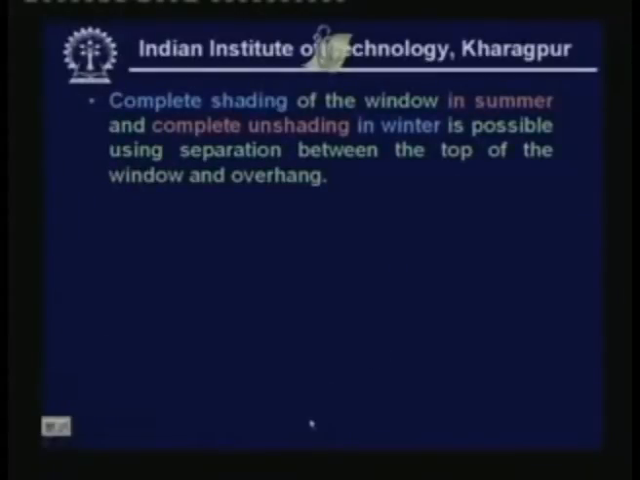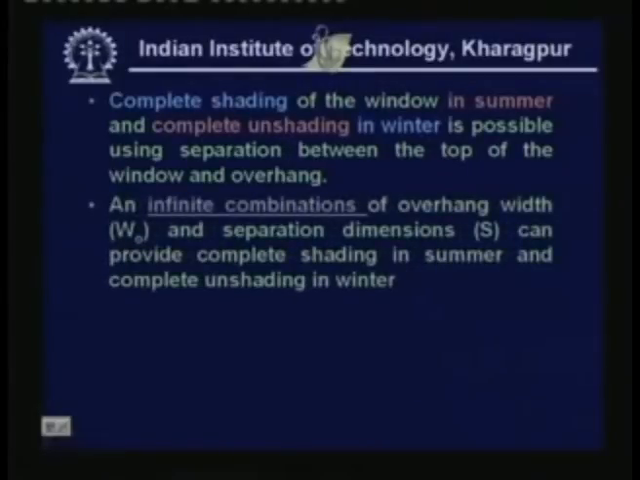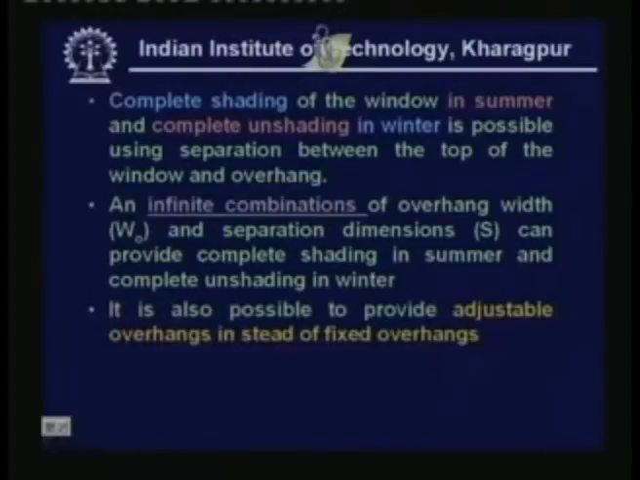Now, complete shading of the window in summer and complete unshading in winter is possible using separation between the top of the window and overhang. Ideally we would like to completely shade it in summer, because we do not want any heat in summer, whereas we want a lot of heat in winter. So, you want complete unshading. Complete shading and unshading is possible using what is known as a separation. Separation is nothing but the distance between the top of the window and the overhang, and an infinite combination of overhang width and separation dimensions can provide complete shading in summer and complete unshading in winter. Let me show this.